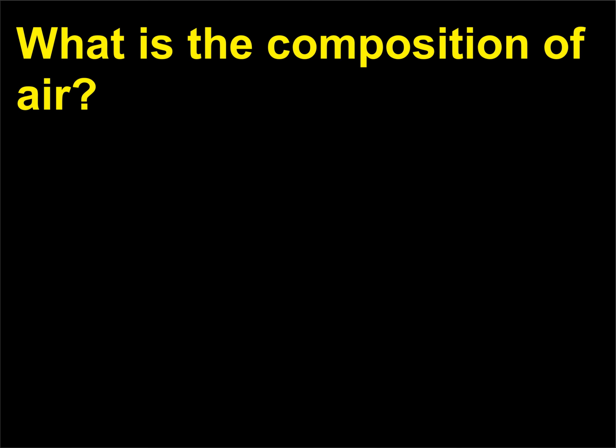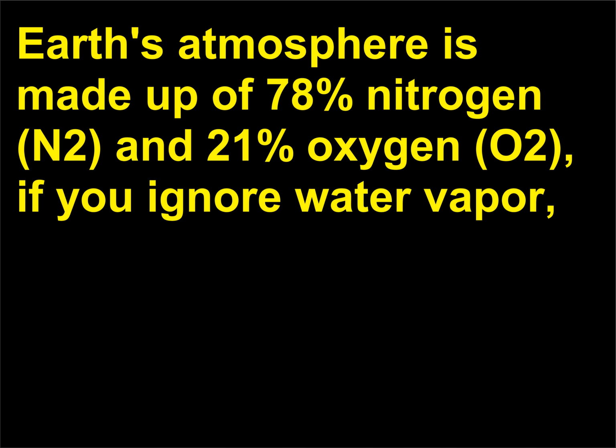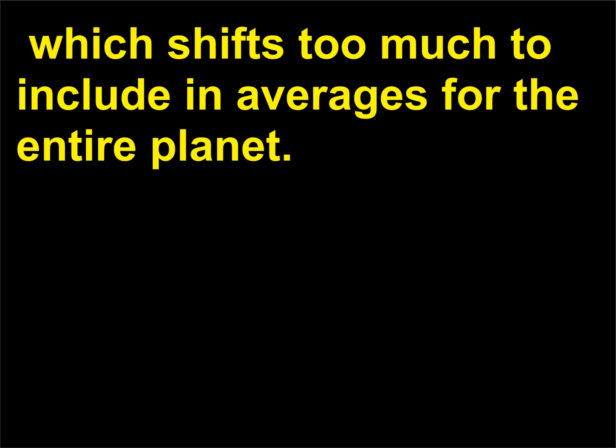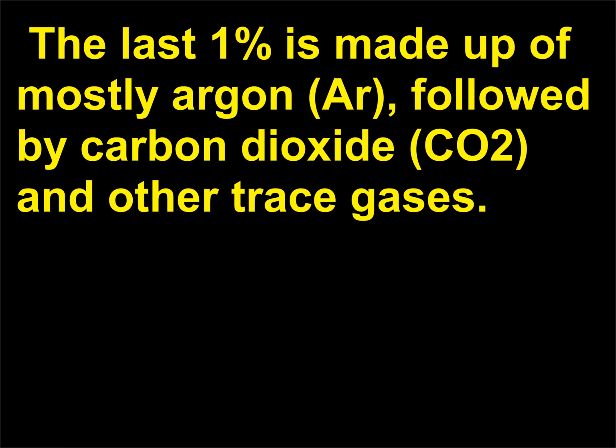What is the composition of air? Earth's atmosphere is made up of 78% nitrogen, N2, and 21% oxygen, O2, if you ignore water vapor, which shifts too much to include in averages for the entire planet. The last 1% is made up of mostly argon, Ar, followed by carbon dioxide, CO2, and other trace gases.